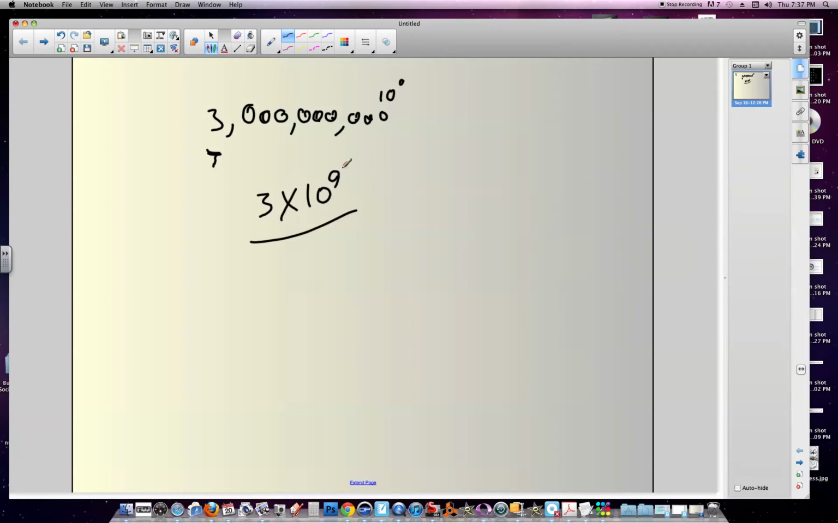And this 10 to the 9 just means 10 times itself 9 times. And since place value is based on multiples of 10, or powers of 10, then this 3 is in the 10 to the 9th place.